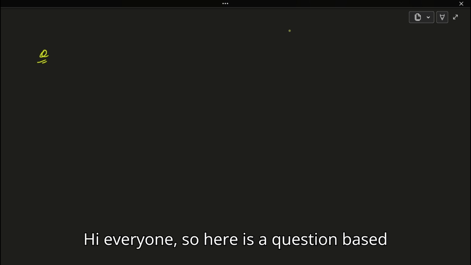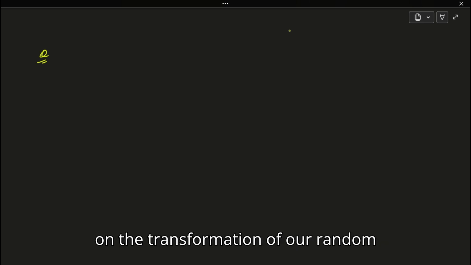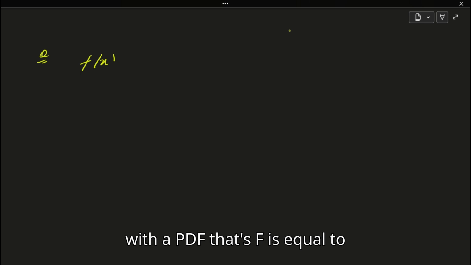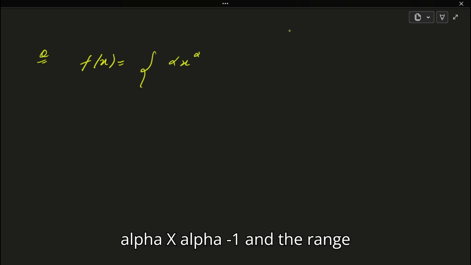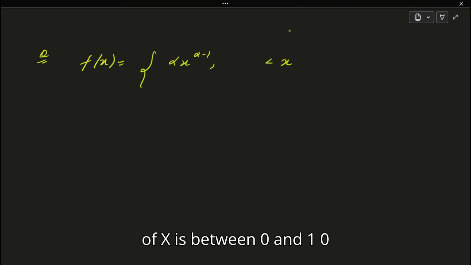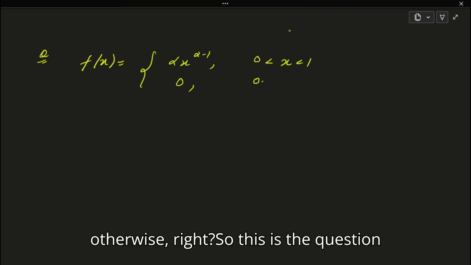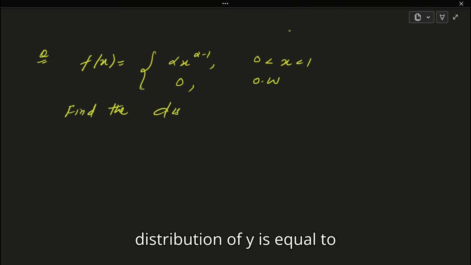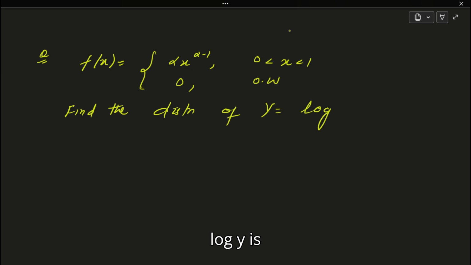Hi everyone. So here is a question based on the transformation of random variables. We are given a PDF, that's f of x is equal to alpha x raised power alpha minus 1, and the range of x is between 0 and 1, 0 otherwise, right? So this is the question, and we need to find the distribution of the new variable, that is, find the distribution of y is equal to minus 2 alpha log x.